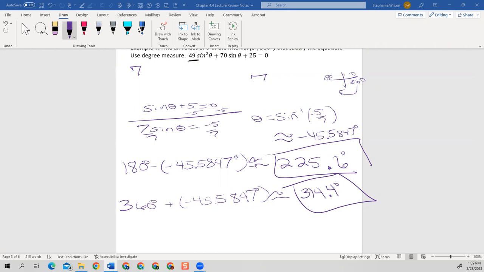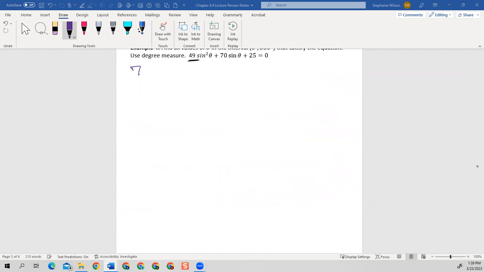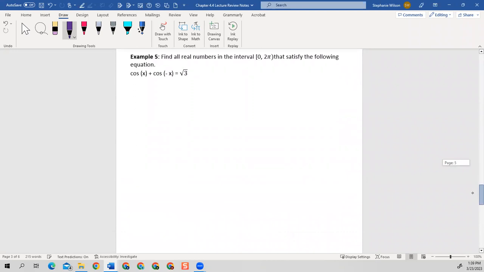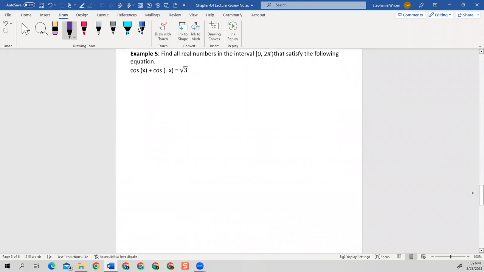Okay, let's go to our next example. It says find all real numbers in the interval of 0 to 2 pi that satisfy the following equation. So we have cosine x plus cosine negative x. Well, what do we know about cosine? We know cosine is even, so that negative will go away. If this was sine, the negative would have come out front because sine is odd. So knowing that, I'm going to rewrite it one more step, because cosine is even, it's going to stay positive.